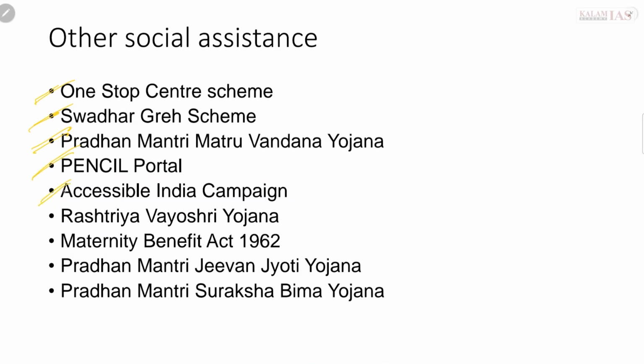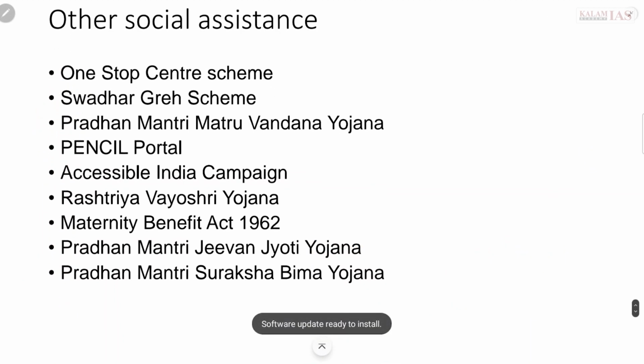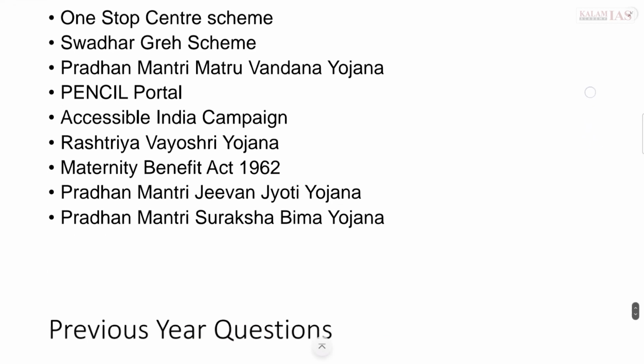And we have the Pencil Portal, the Accessible India campaign, Rashtriya Vayoshri Yojana for disabled people and old people, Maternity Benefit Act of 1962 for pregnant women, the PM Jeevan Jyoti Bima Yojana for life insurance, and the PM Suraksha Bima Yojana for accident insurance. We will discuss these two schemes in the next class in the part on insurance. So these were some of the components of some schemes for social security.